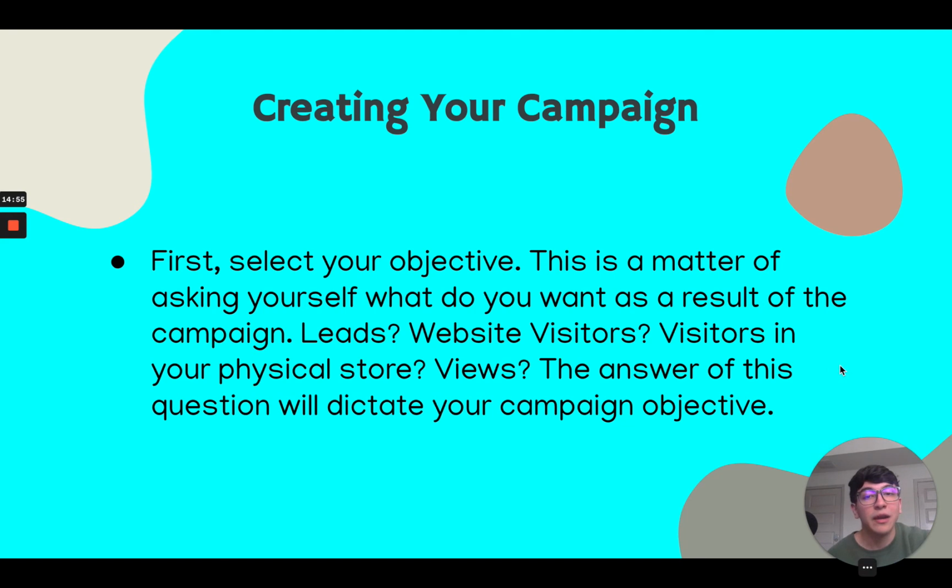Now, creating your campaign, again, I already mentioned this, but please only select one objective per campaign. So it's as simple as asking yourself, what do I want out of this campaign? Do I want to get more leads? Do I want more people to visit my website? Do I want more people to visit my physical store or my office? Or do I just want exposure? And then once you answer that question, you're able to actually structure your campaign with that intent in mind.